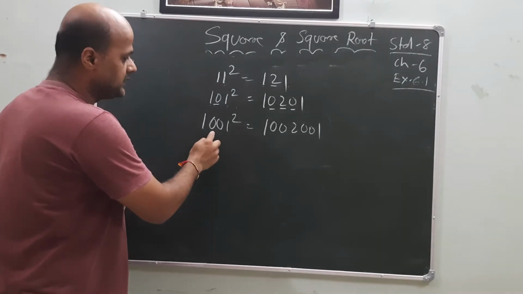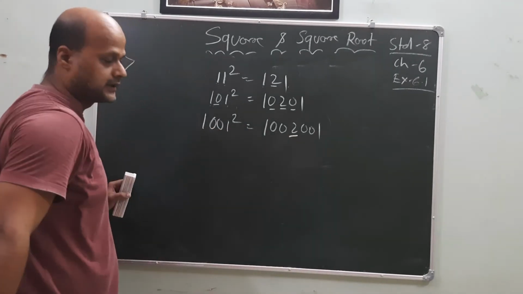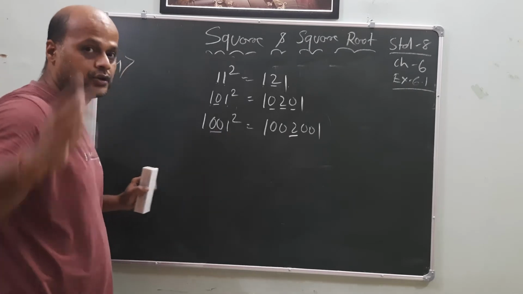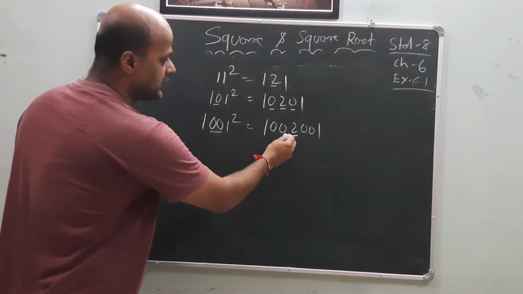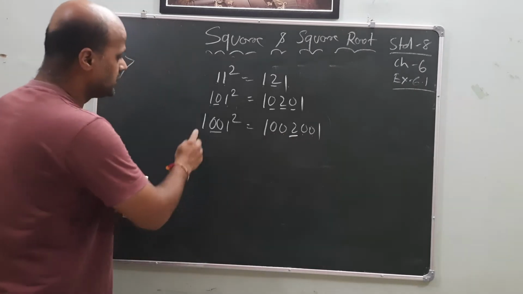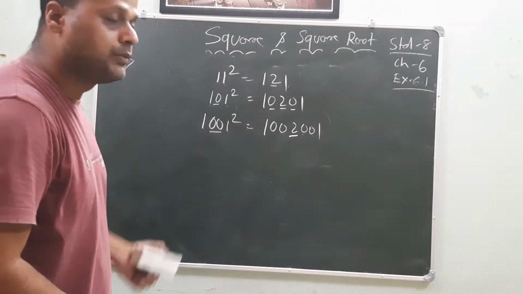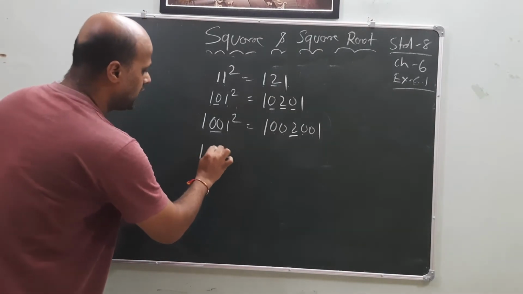Here in the pattern, see how many ones are there? 2 ones. Write 2 in the center. How many zeros are there? 2 zeros are there. On the left hand side put 2 zeros. Right hand side put 2 zeros, and 1 will be ending with that number. Then what will be the next? 1 with 3 zeros.